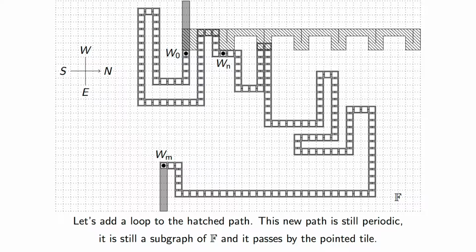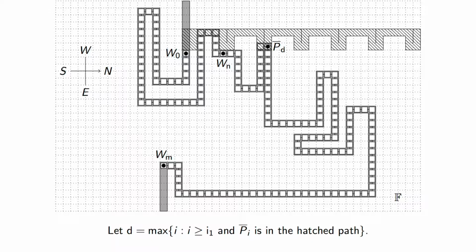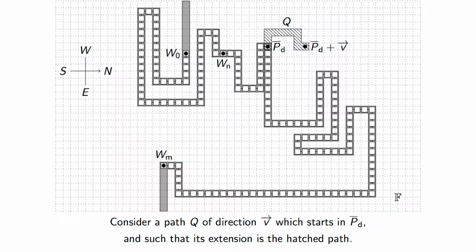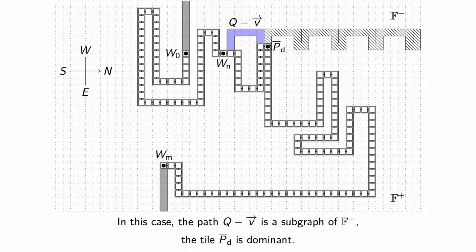Among these tiles, we consider the one of maximum height. Now consider the following modification of the ray. By adding a small loop, we can pass by the previous tile. Moreover, this new hatched path is still a subgraph of the free zone. Now consider this new index D. We will prove that it corresponds to a dominant tile. Consider the part of the ray which starts in tile PD. This hatched ray splits the free zone into F minus and F plus. Consider the following path Q of direction V which starts in PD. In this case, the translation of the path Q by the vector minus V is a subgraph of F minus. Thus the tile PD is a dominant tile. We have found the first dominant tile.